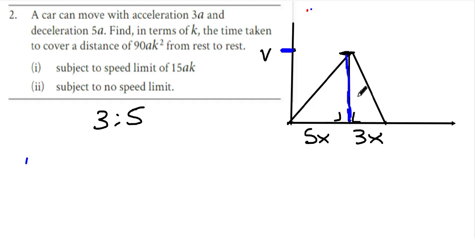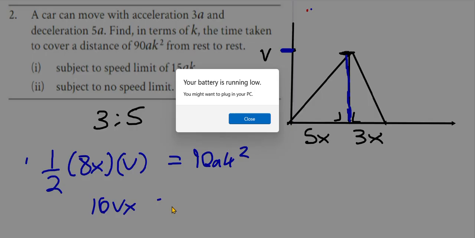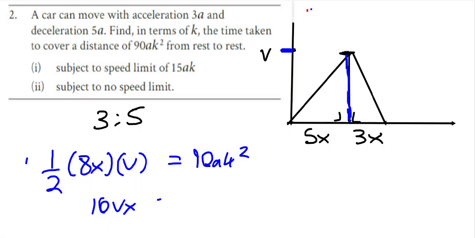Area of the triangle equals 98k squared. Would everybody be happy with a half base times height? So a half base is 8x. Everybody happy with 8x? And would everybody then be happy with V? That equals 98k squared, yeah? And would everybody be happy with 16vx is, oh dear. It wasn't 16, it was actually 4 because it's a half of 8x.